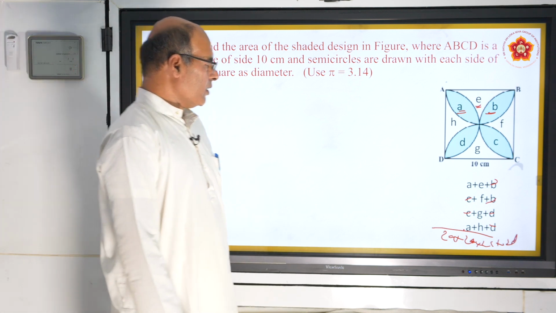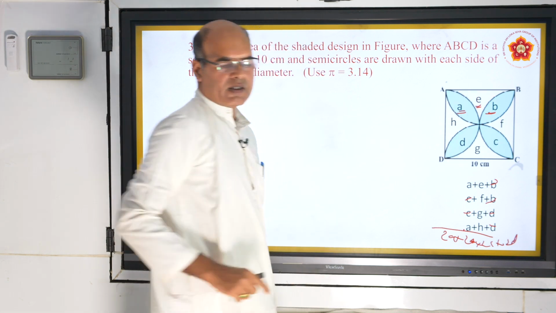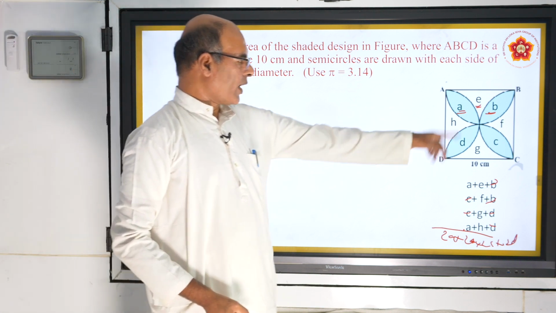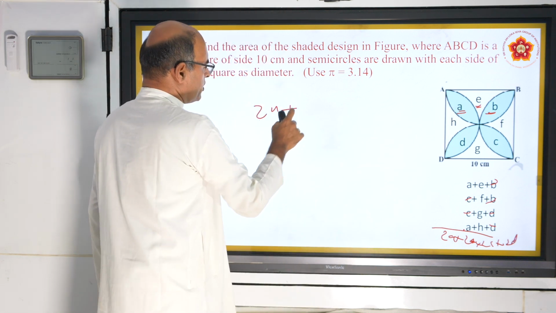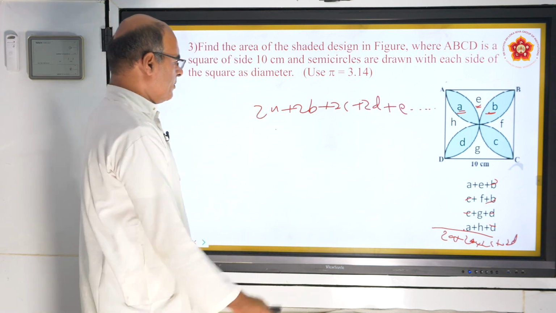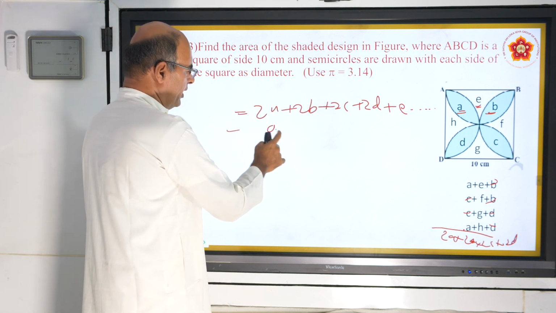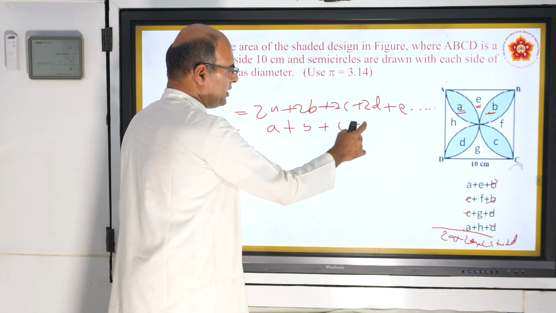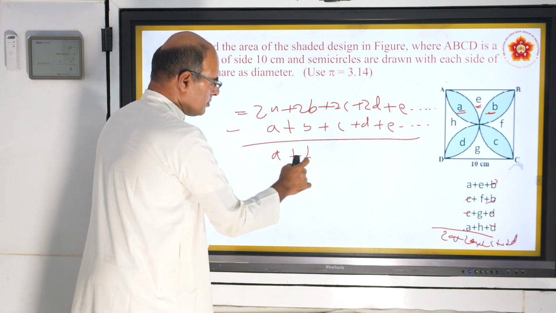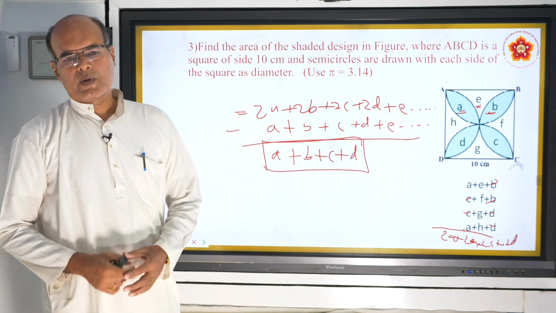And the area of the square is A plus B plus C plus D plus E plus F plus G plus H. So that gives the area of the square. If I subtract the area of the square from this, 2A plus 2B plus 2C plus 2D plus E plus F plus G plus H, which is the area of the 4 semicircles, minus the area of the square, A plus B plus C plus D plus E plus F plus G plus H, we get A plus B plus C plus D. That is the area of the shaded region.